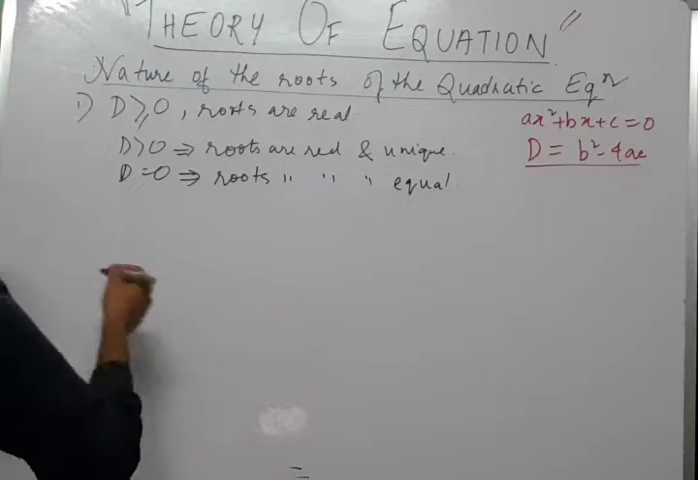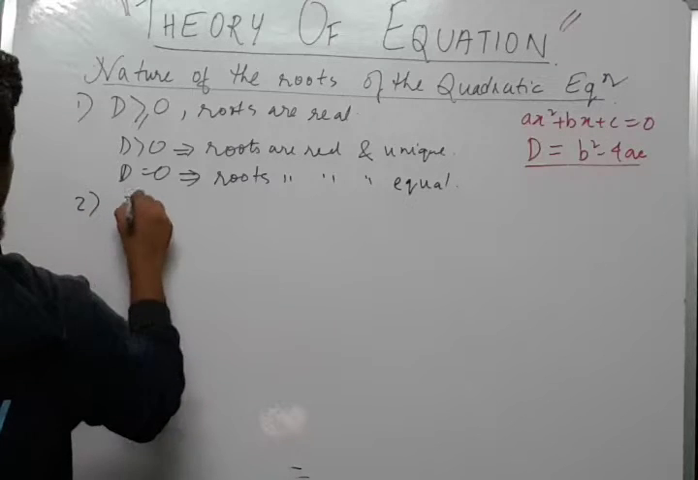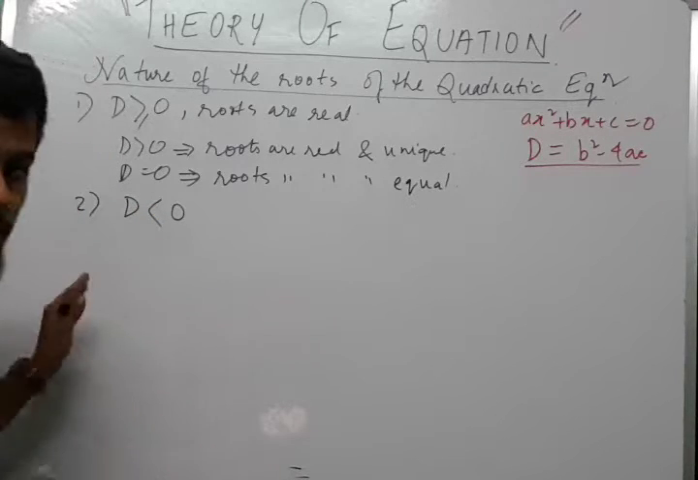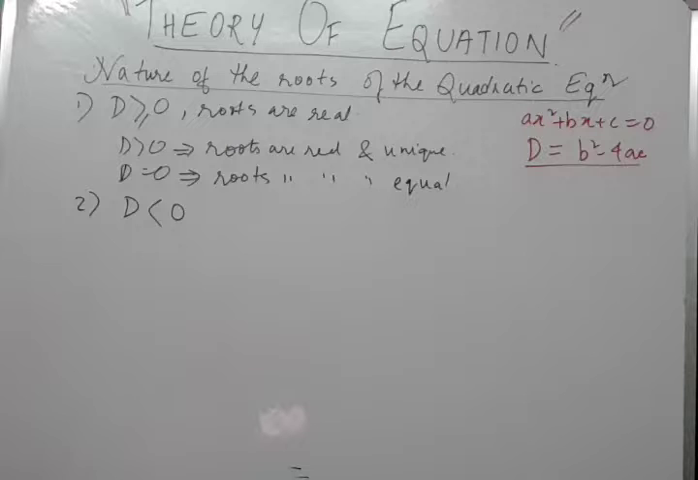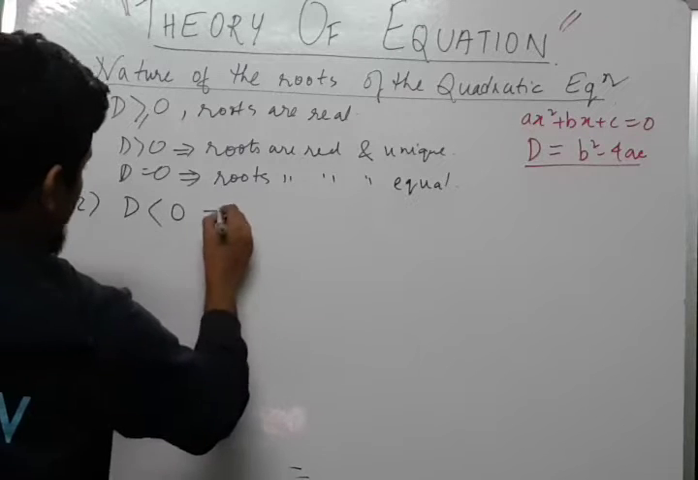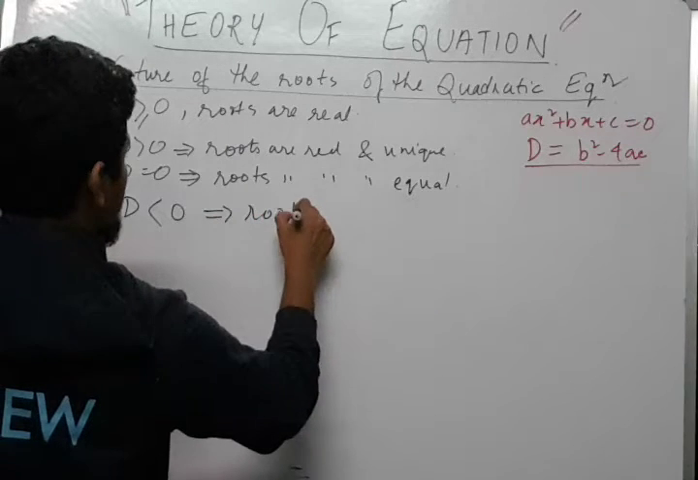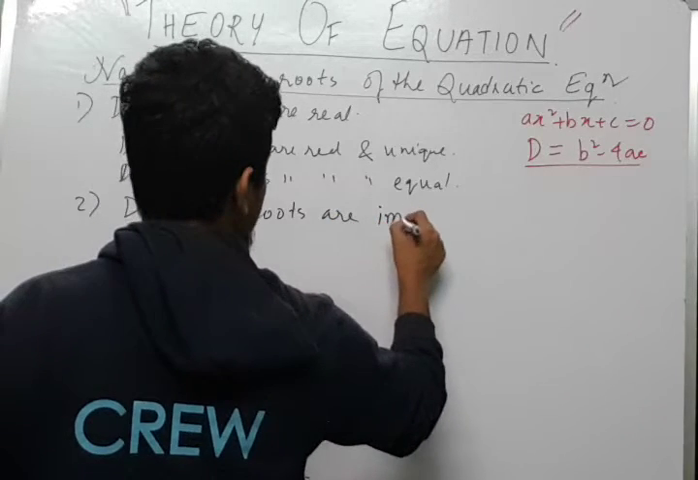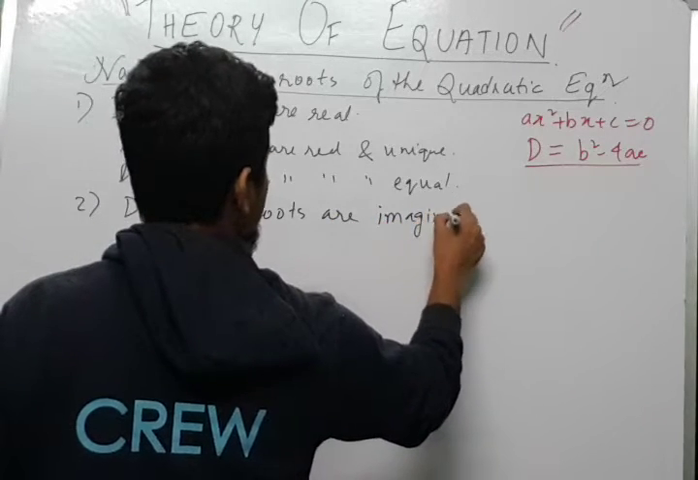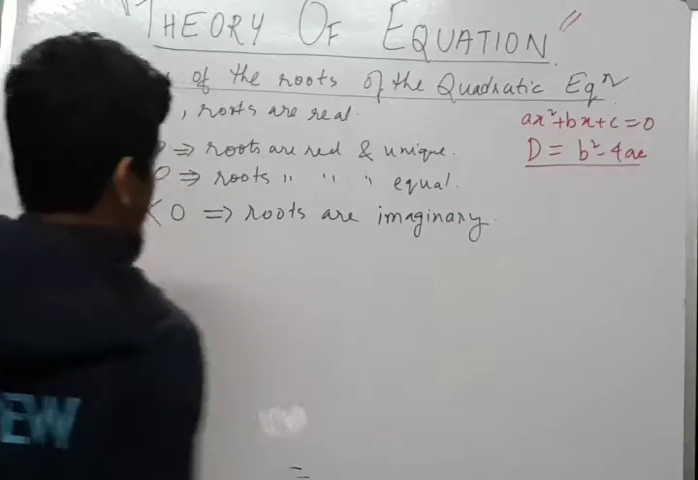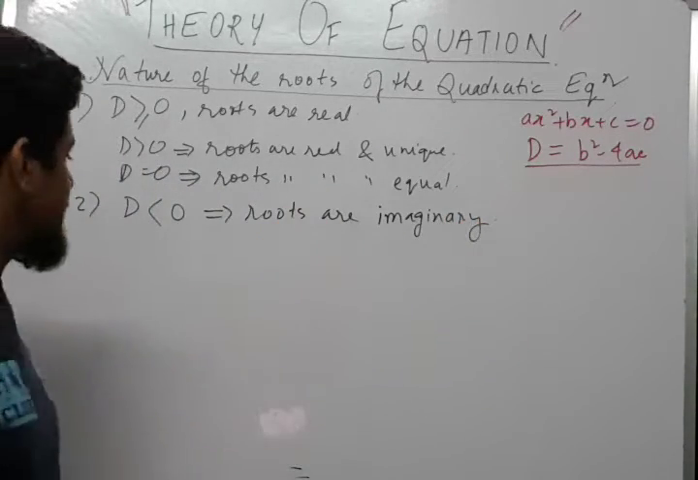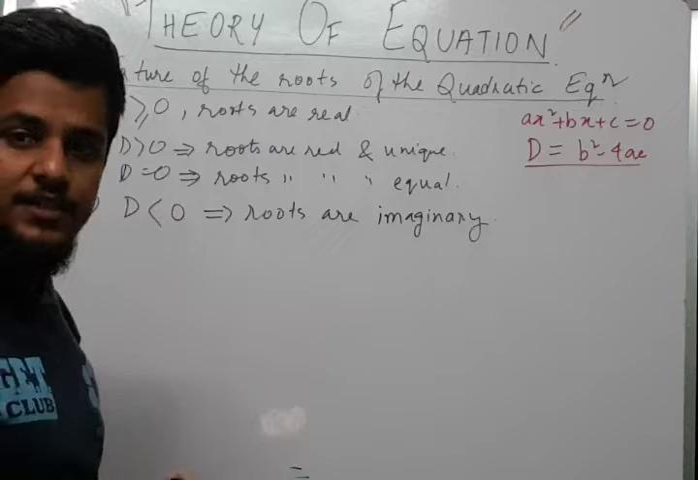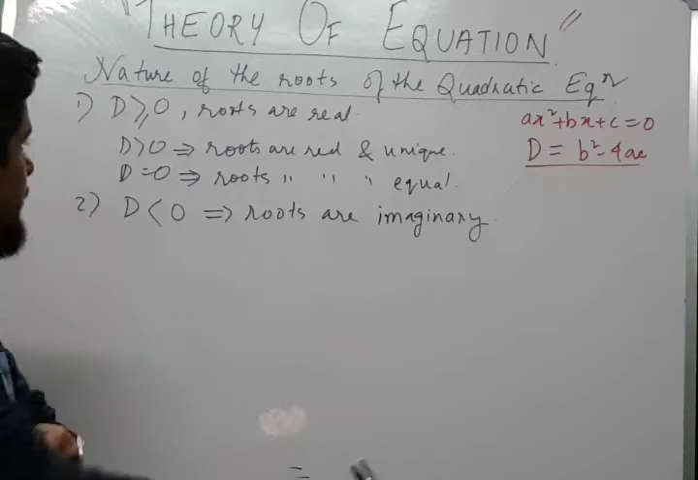Now the next thing that comes up is if we have D less than 0. What happens if the discriminant of the quadratic equation is less than 0? In that case, the roots are imaginary. In that case, the roots of the quadratic equation are imaginary. So these are the basic conditions for the nature of the roots.